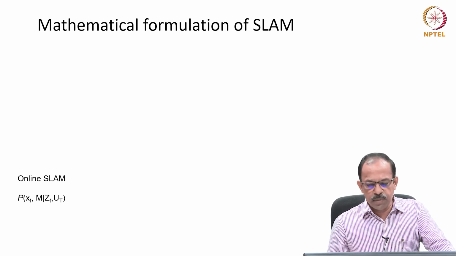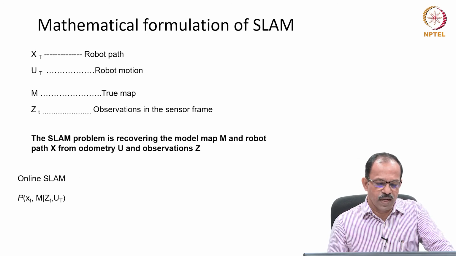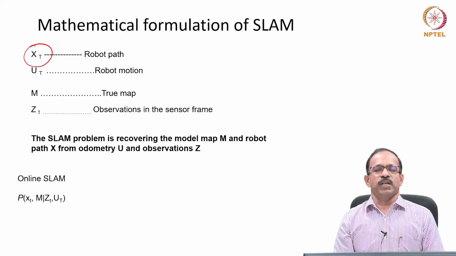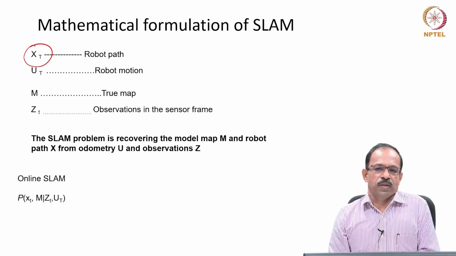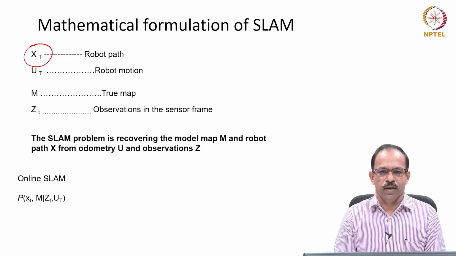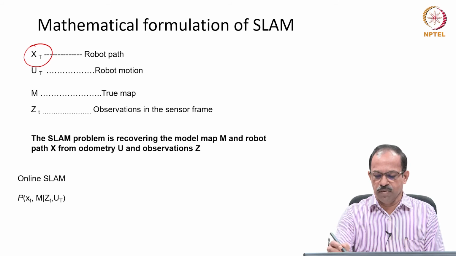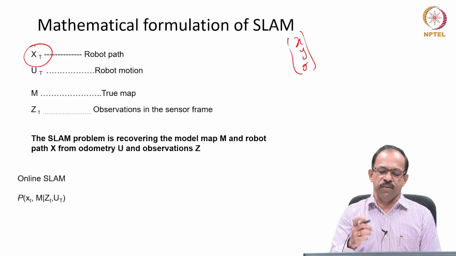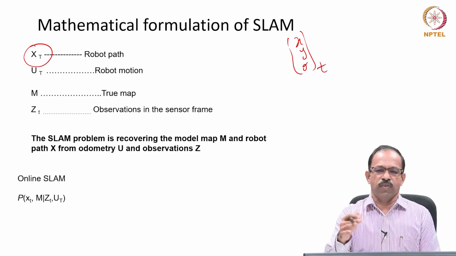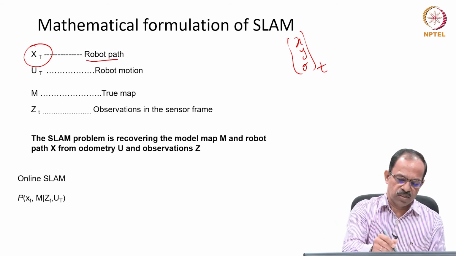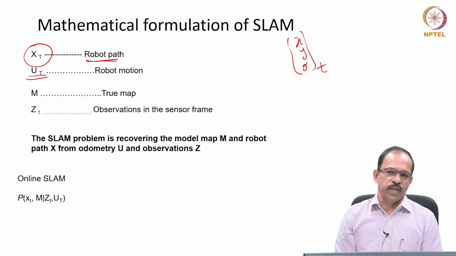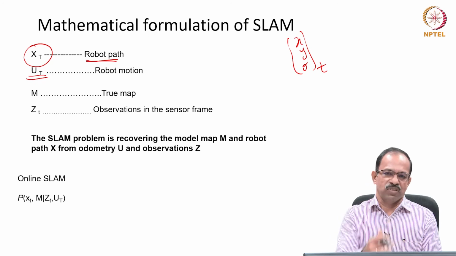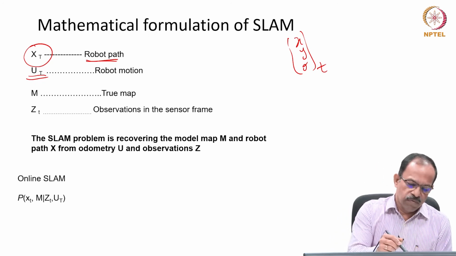So to go to the mathematical formulation of SLAM, we can say that xt will be the path of the robot. You can say it's a set of points, and xt will have its own space, with x, y, and theta as the parameters. At every t, it will be finding out what the new position is. That is basically the robot path. And then you have the control input ut, which is the robot motion control input, similar to the previous case we discussed.